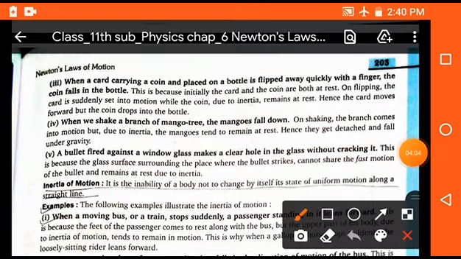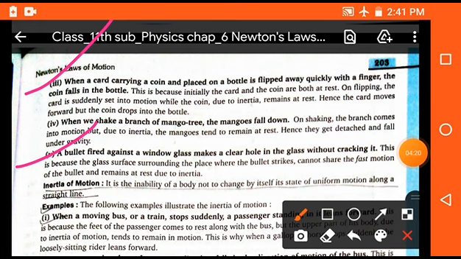Some other examples: when a card carrying a coin and placed on a bottle is flipped away quickly with a finger, the coin falls in the bottle. So it also happens due to the inertia of rest.